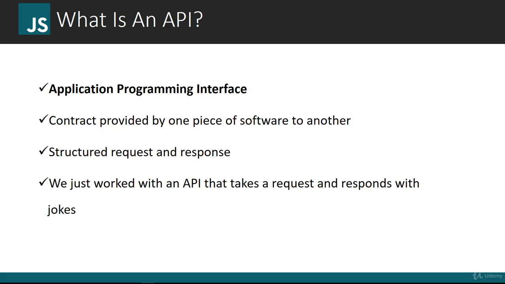Now the last video was a perfect example of a web API. It takes a request, which was the URL along with the number of jokes that we wanted, and it processed that, and then it sent back a response formatted as JSON with the Chuck Norris jokes. Okay, that's a web API.